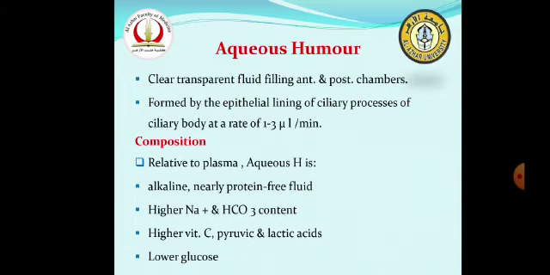the ciliary processes of the ciliary body at a rate of 1 to 3 microliters per minute. When compared to plasma, it is alkaline, a nearly protein-free fluid, with higher sodium and bicarbonate content, higher vitamin C, pyruvic acid and lactic acid, and a lower glucose level.